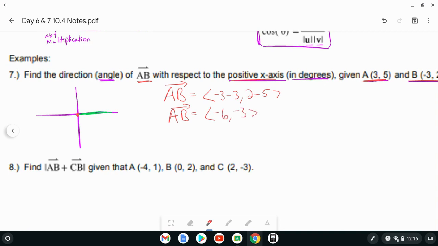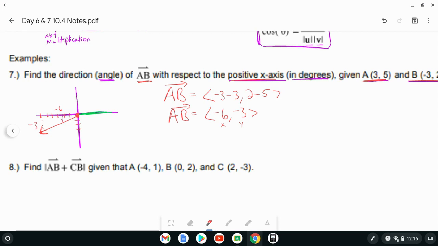And again, this is our horizontal component. This is our vertical component. So from the origin, we want to go to (-6, -3). So here is our vector AB. Knowing that, we can go ahead and make this right triangle. Again, horizontal is negative 6, vertical is negative 3.